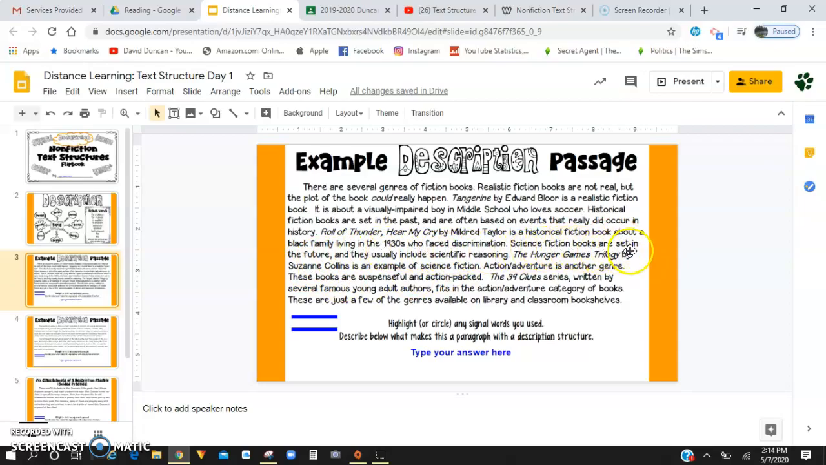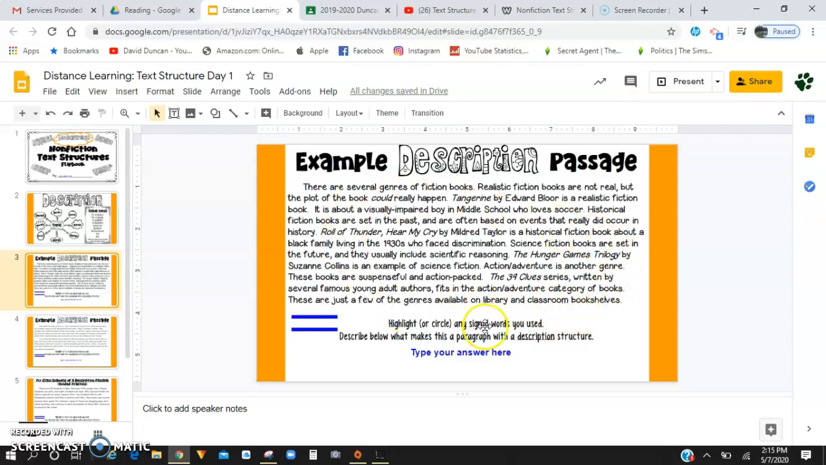Science fiction books are set in the future and they usually include scientific reasoning. The Hunger Games trilogy by Suzanne Collins is an example of science fiction. Action-adventure is another genre. These books are suspenseful and action-packed. The 39 Clues series, written by several famous young adult authors, fits in the action-adventure category of the books. These are just a few of the genres available on library and classroom bookshelves.